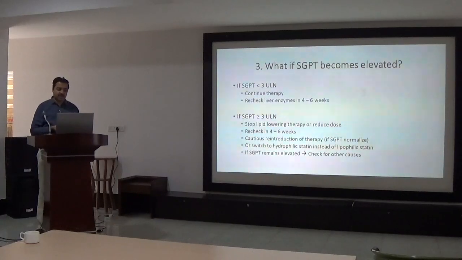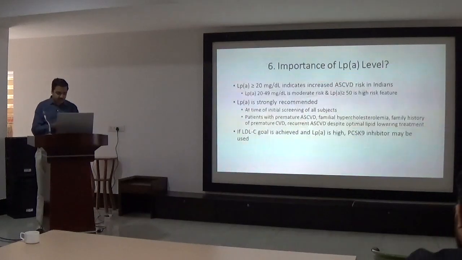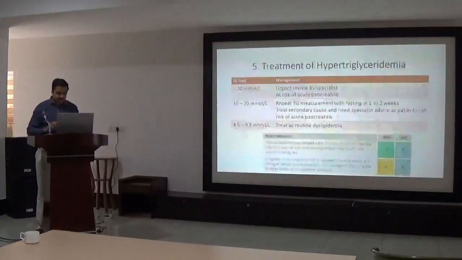whenever SGOT, SGPT are more than 3 times the upper limit of normal. But practically we need to recheck SGPT. If it remains elevated, check for other causes also. If there is NASH or elevated SGPT, then rosuvastatin should be preferred. I have that slide also. That slide is missing.